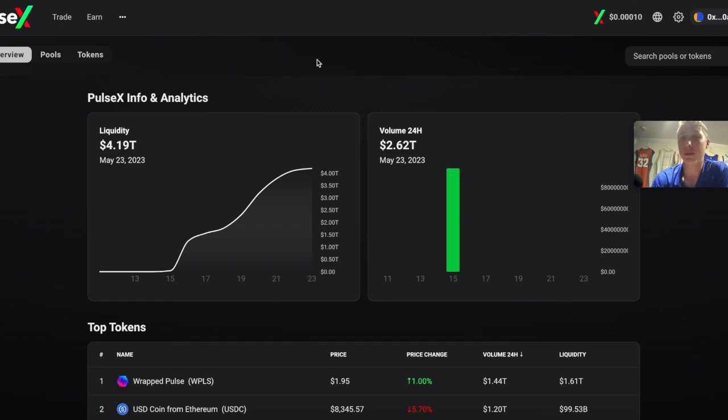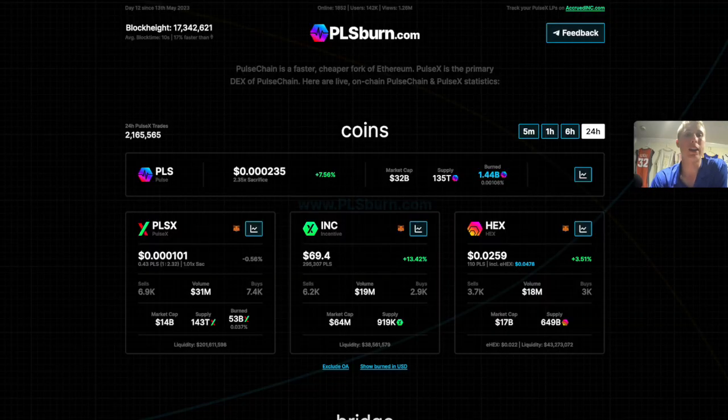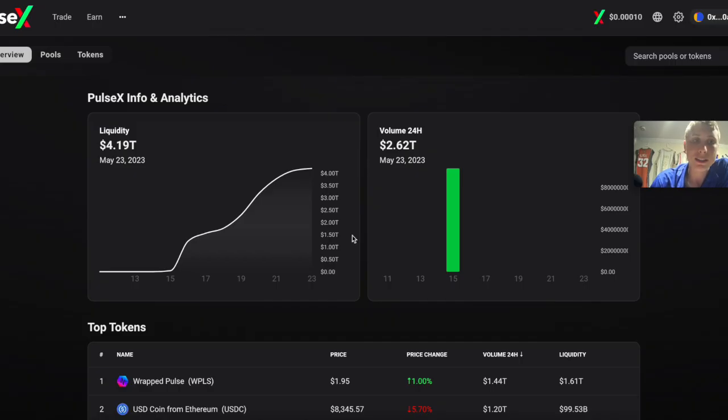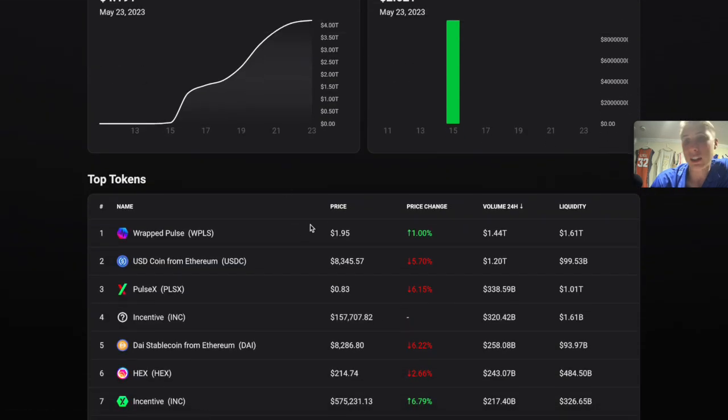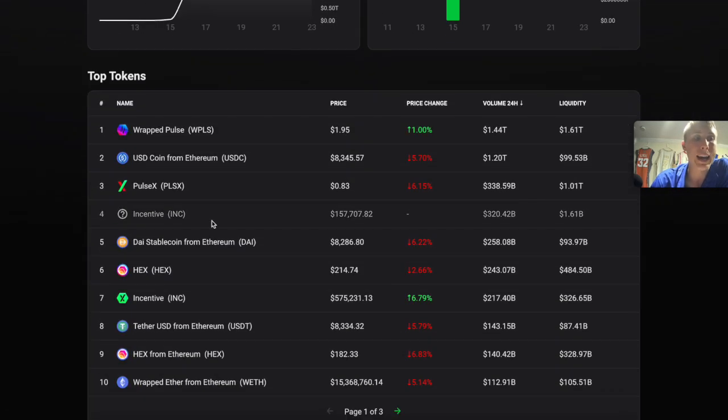Most of the things are priced in PLS because that's how most of the pools are deposited. And as you can see here, the PLS price is 0.000235. So if you're pricing stuff, it's best to price it against PLS or the Hex token, because these are the tokens that will probably have most of the liquidity on Hex in general. You can also use PLSX as well.